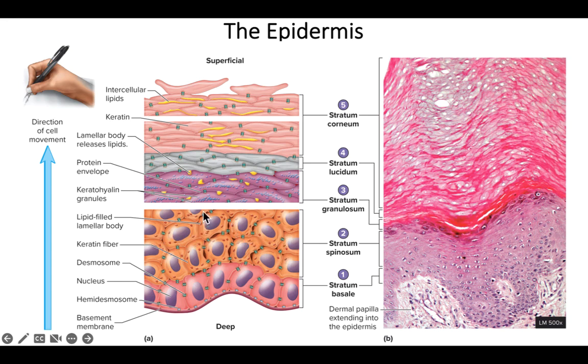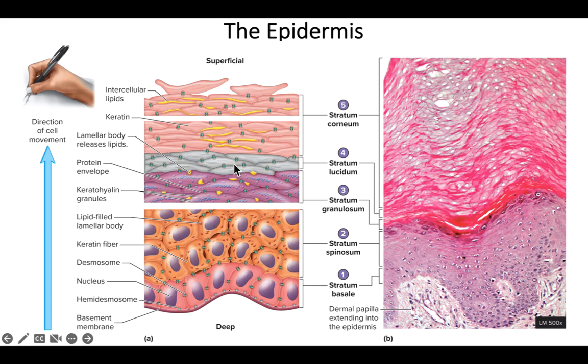As they get pushed up, they become the stratum granulosum. This is called the granulosum because they have these granules, kind of these dark vesicles in them. So usually you can see the granulosum as kind of a darker layer in that epidermis. Then, if you are thick skin, you become the lucidum. If you're in thin skin, you would become the corneum.